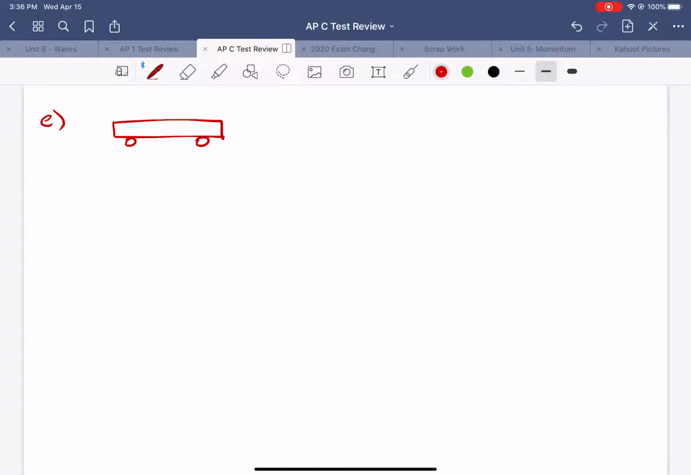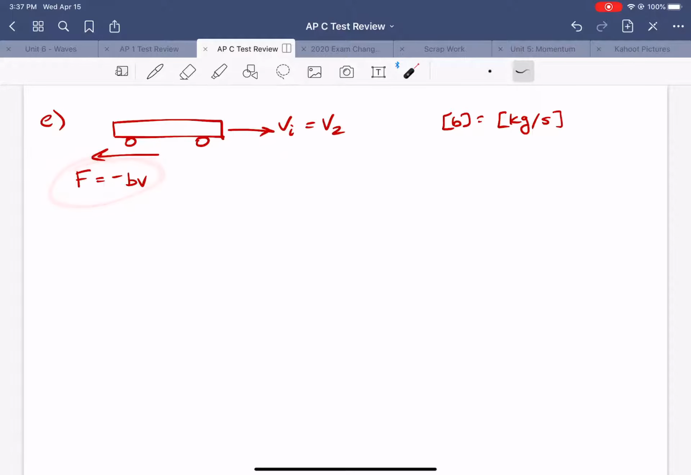All right, so here's our cart. So the initial velocity is equal to v2, and then there is a backwards braking force equal to minus bv. So this constant b has units, we're told, of kilograms per second. That's just required for this equation here to make physical sense. We have to have the same units on both sides of this equation here. All right, so that was just kind of a little side note.